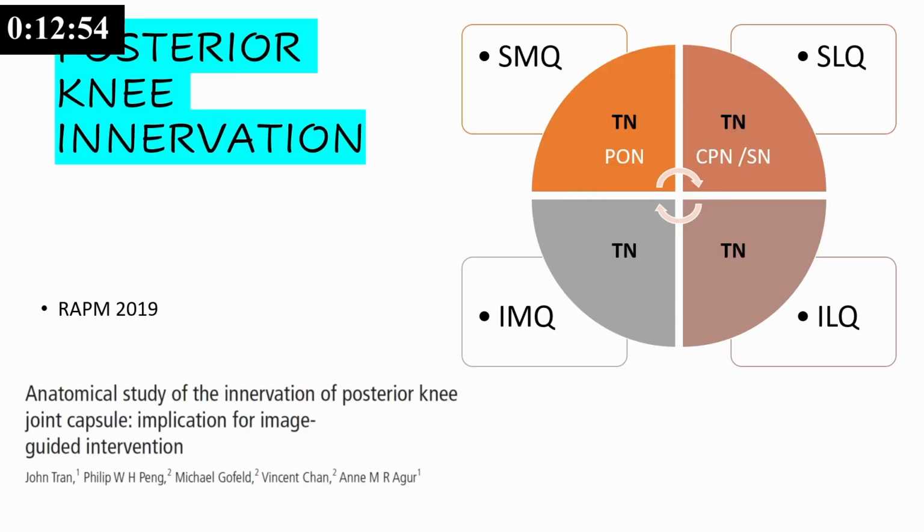What about posterior knee innervation? It's again divided into 4 quadrants, and the principal nerve is the tibial nerve, which supplies all the quadrants. Whereas in the superomedial quadrant, certain patients will have a contribution from the genicular branch of the posterior obturator nerve, and in some patients there will be contributions from either the common peroneal or the sciatic. But the principal nerve is the tibial nerve, and whenever other nerves are present, they form a plexiform network, which is named the popliteal plexus.